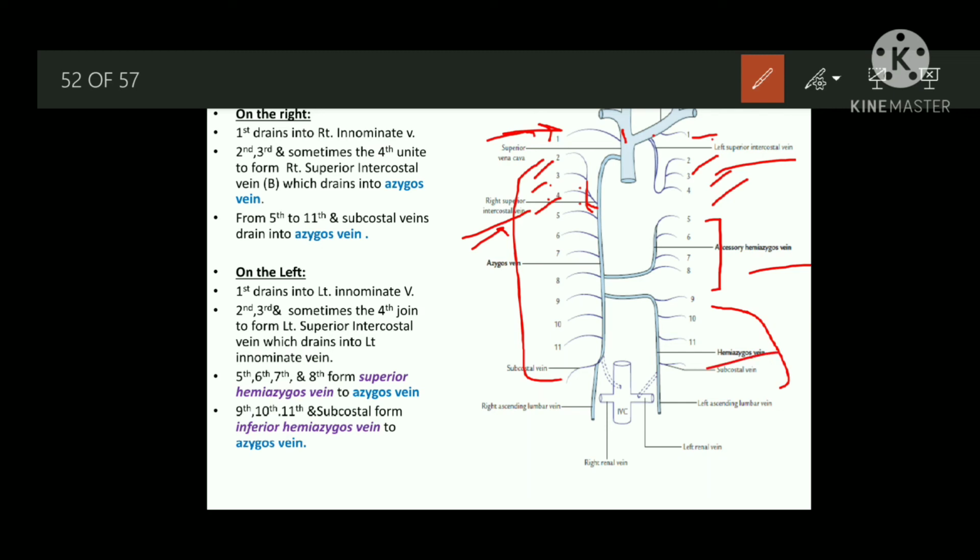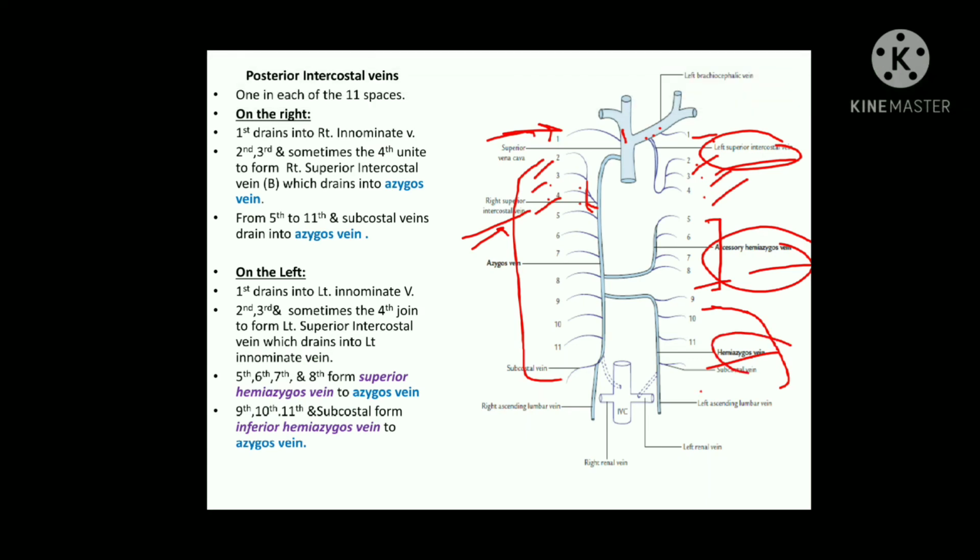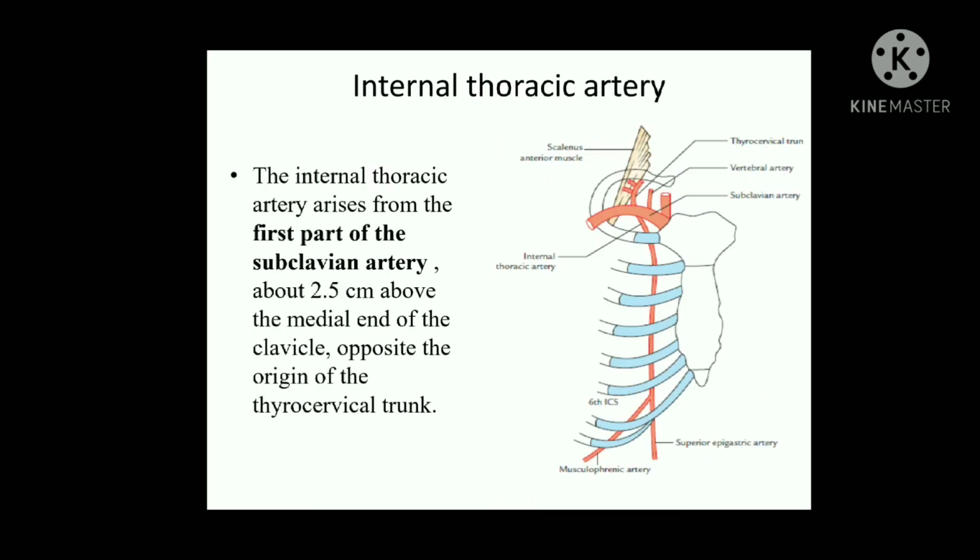So first directly drains into the left brachiocephalic, second, third, and fourth join to form left superior intercostal vein, then they drain into the left brachiocephalic. Fifth to 8th posterior intercostal veins drain into the accessory hemiazygos, and 9th to 12th they drain into the hemiazygos vein. So this is the venous drainage of the intercostal veins.